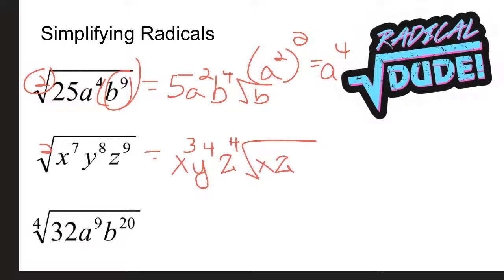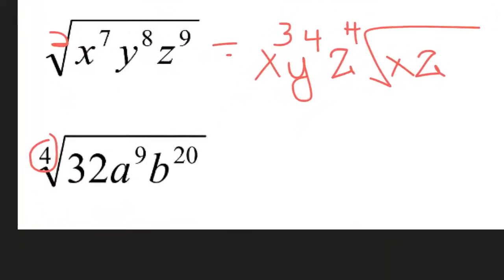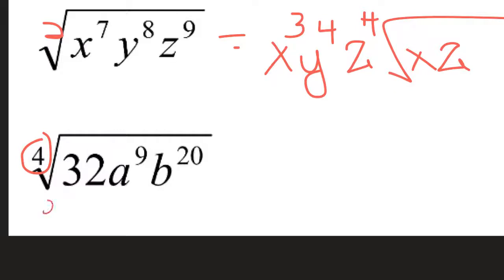So the final answer there is x to the 3rd, y to the 4th, z to the 4th times the square root of xz. Now this last one, we're looking for groups of 4. Let me zoom in on this to help out here. 32 is 2 times 2 times 2 times 2. That's 16 times 1 more. Now we're looking for groups of 4.